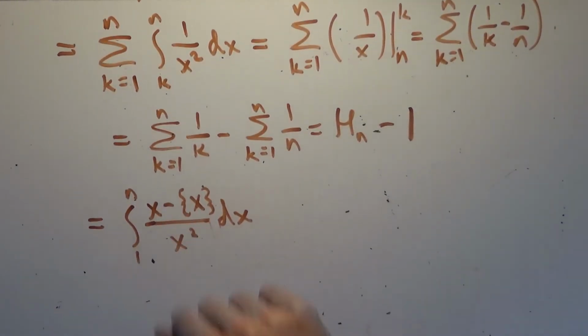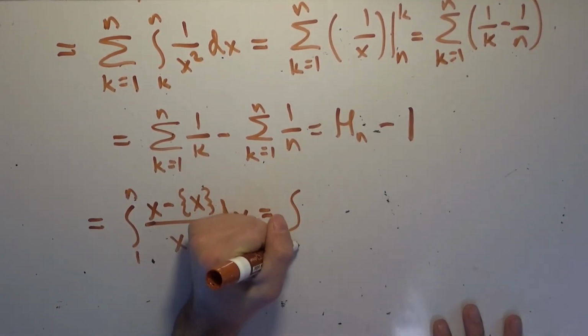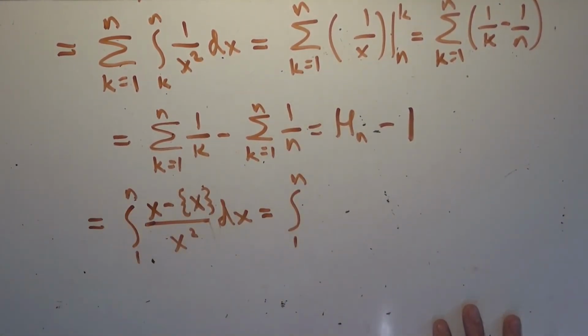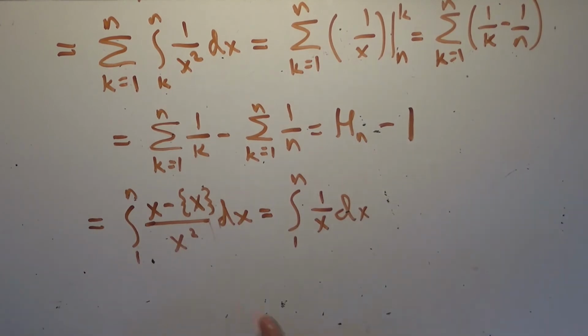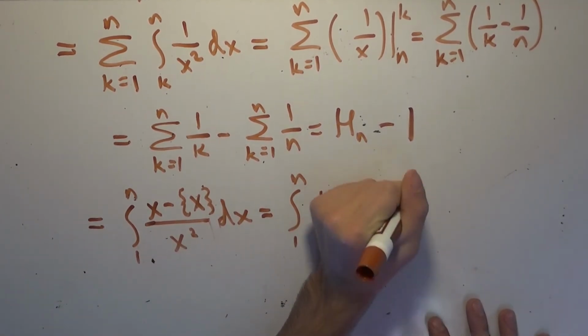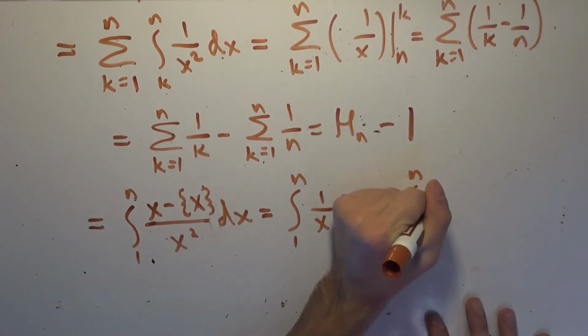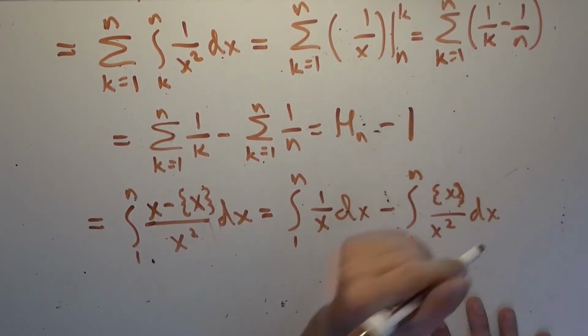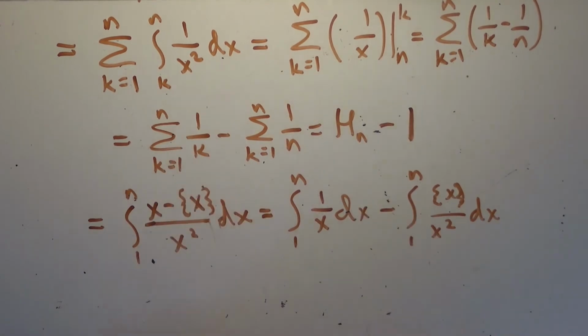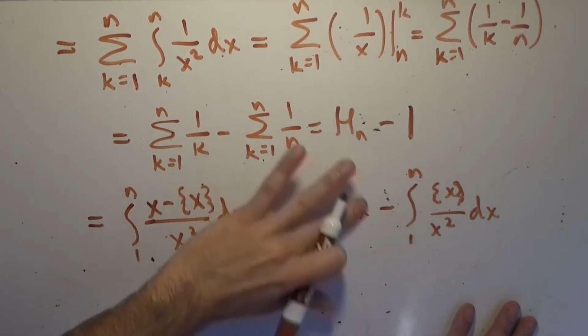So what we can do is now break this up into two different integrals. We have the integral from 1 to n. What's x over x squared? It's 1 over x. So we have 1 over x dx. And now we have minus the integral from 1 to n of the fractional part of x divided by x squared dx. But what's this? We just did this in the last video, right? We know what the integral from 1 to n of 1 over x is. This is the natural logarithm of n.